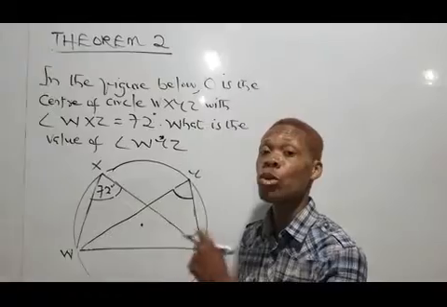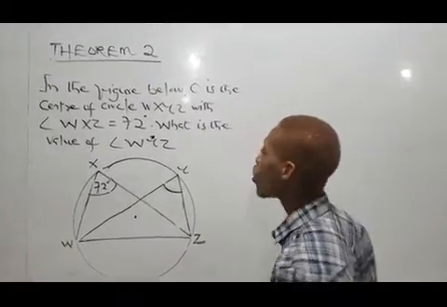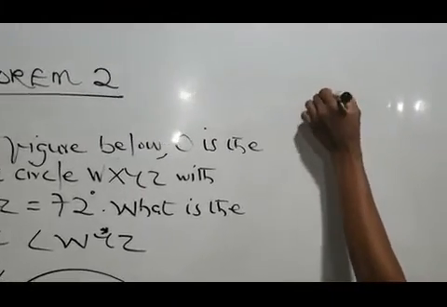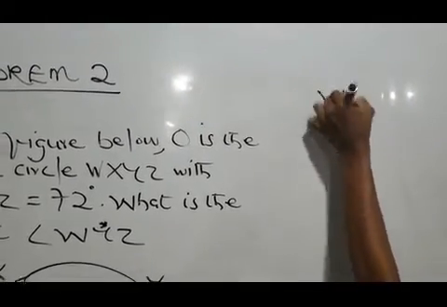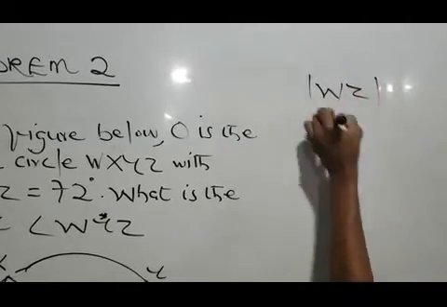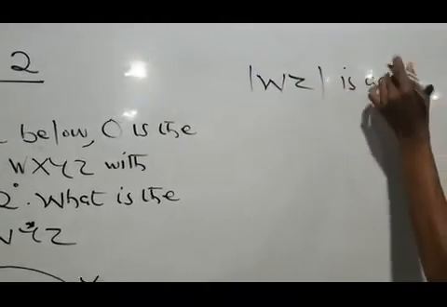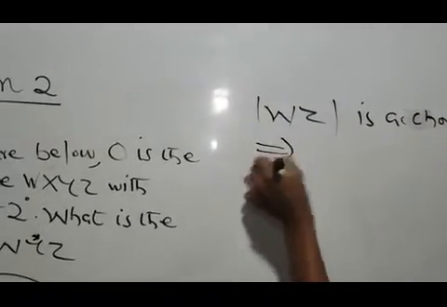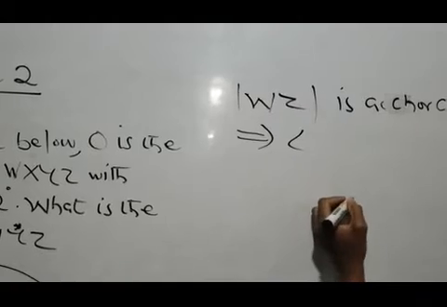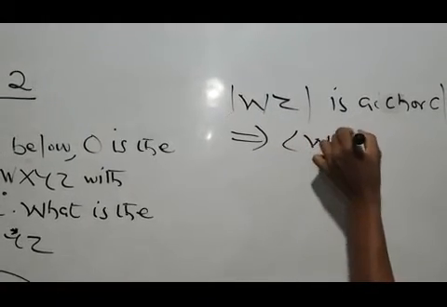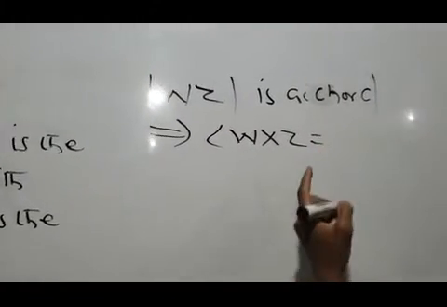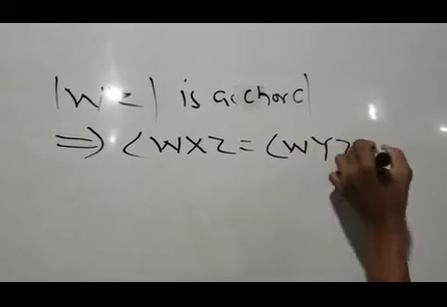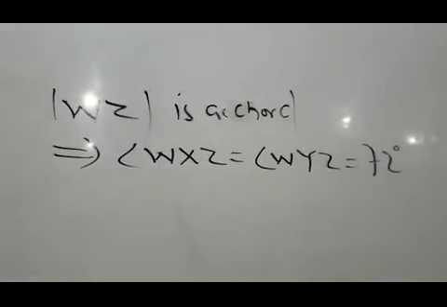So this is just a two-step solution. So I will say WZ is a chord, implies that angle WXZ is equal to, they will be equal because they are subtended at the circumference by the same chord. So it will be equal to angle WYZ, and it's equal to 72 degrees.